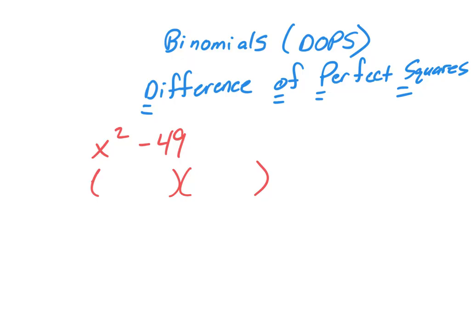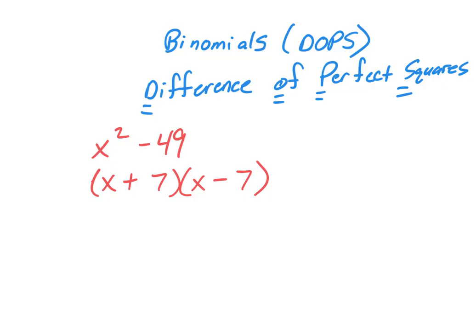So x times x gives me x squared. 7 times 7 gives me 49. But I need one to be positive and one to be negative. And when I do one of each, then if I did FOIL with this, this would make positive 7x. This would make negative 7x. And what happens when I have a positive and a negative 7? They just disappear, right? And so there is no middle term. That's why there's not a middle term here, is because those two will disappear. So if I FOILed these two, it would give me back x squared minus 49.